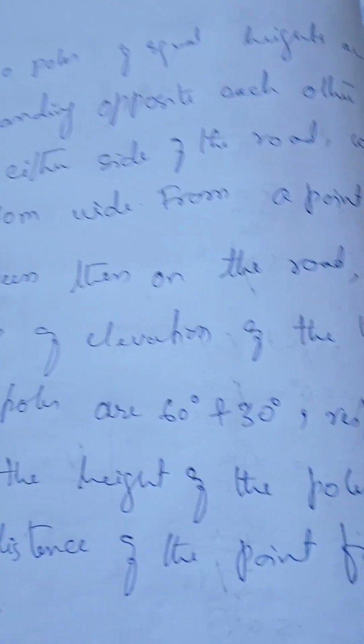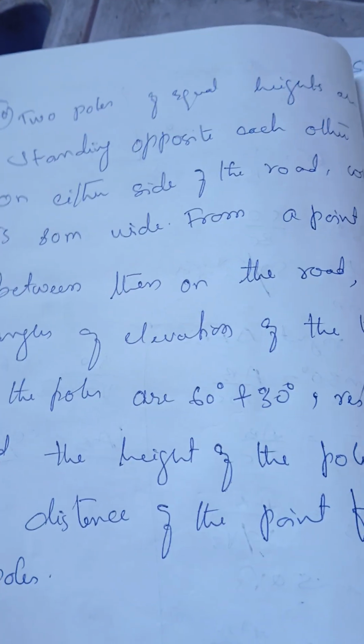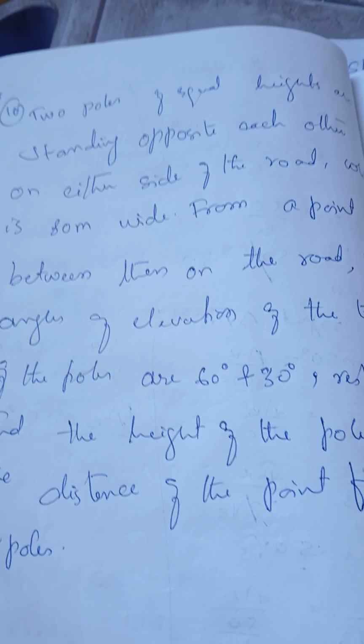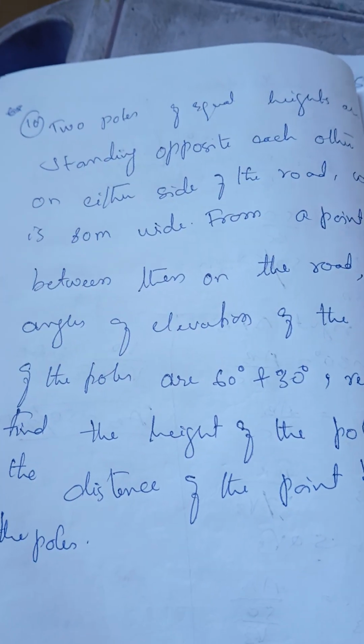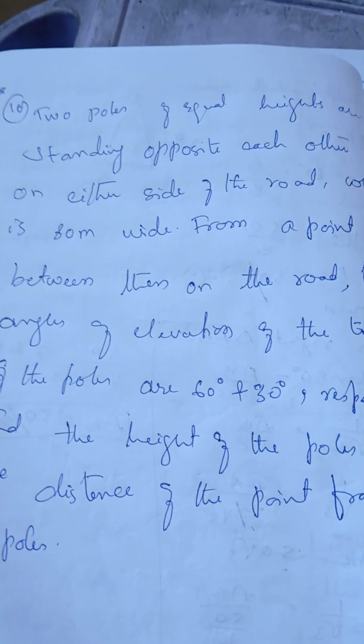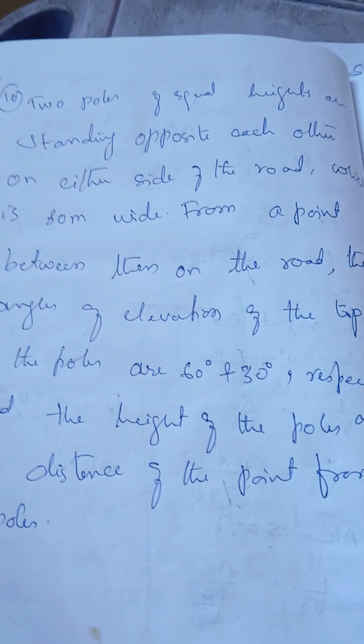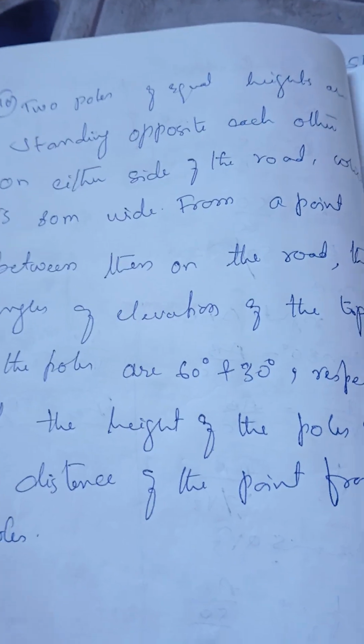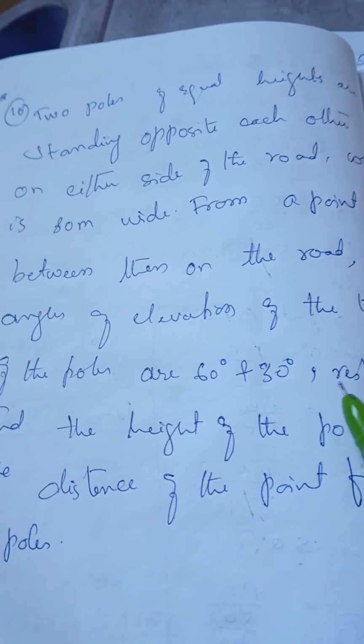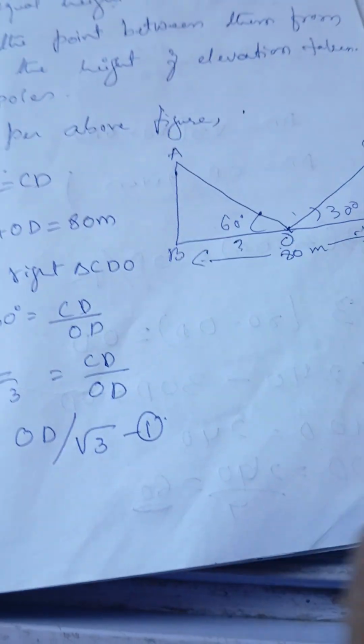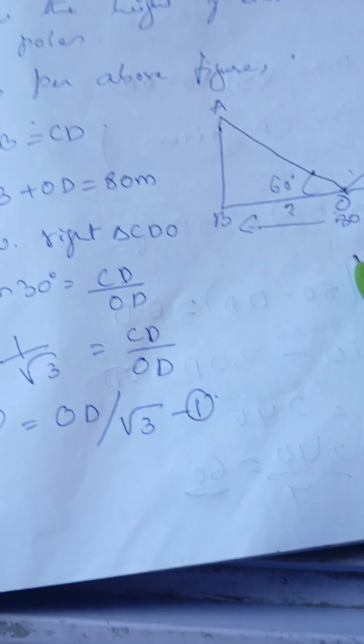So we will solve the next problem. Two poles of equal height are standing opposite to each other, one on each side of a road, which is 80 meters wide. So there are two poles standing opposite, AB and CD, and they are 80 meters apart from each other.